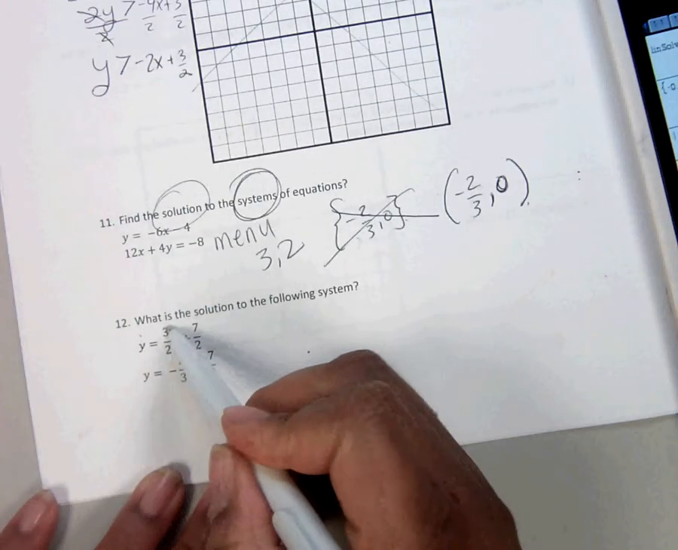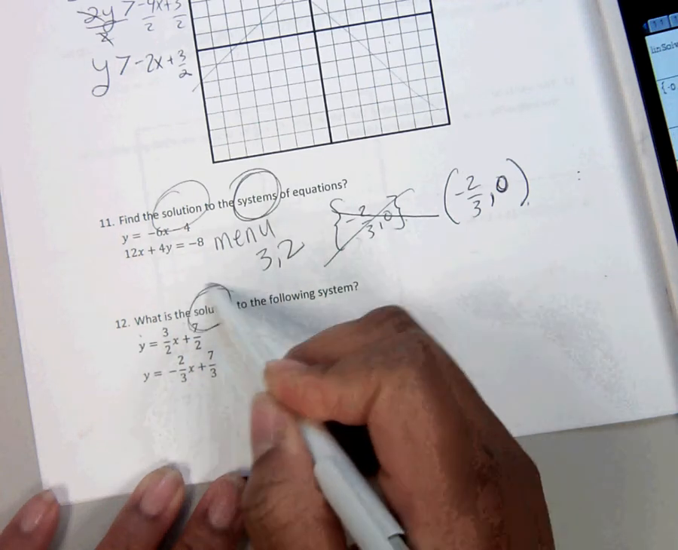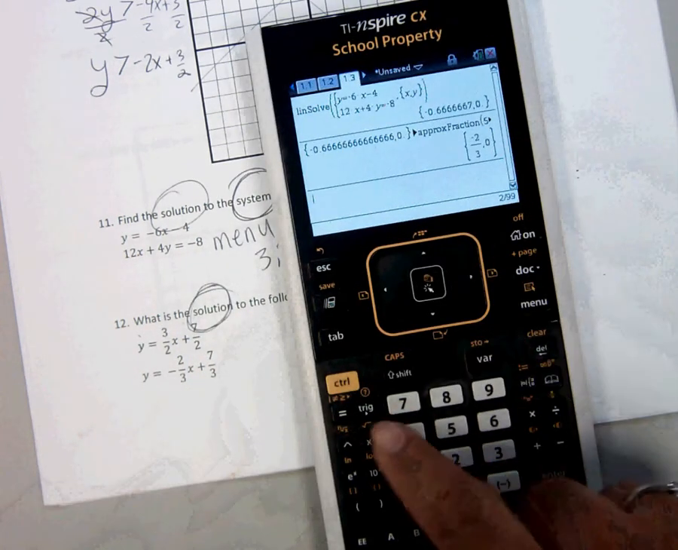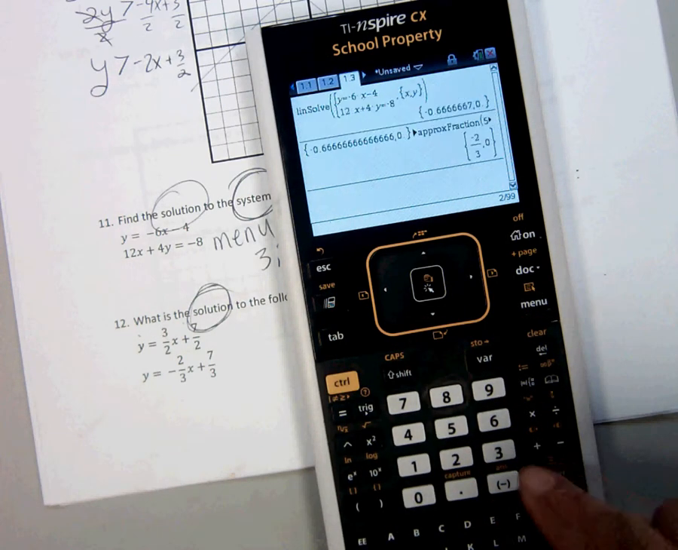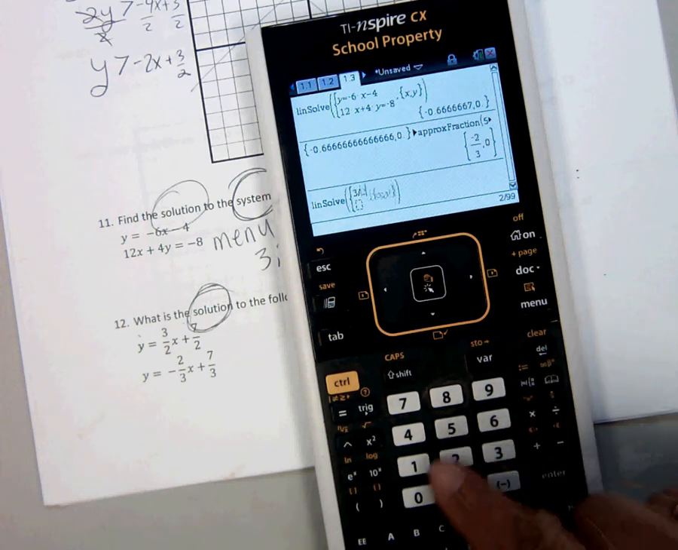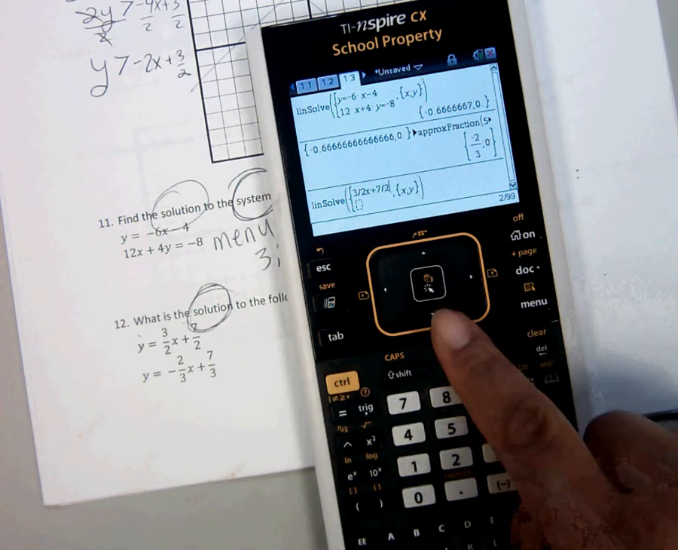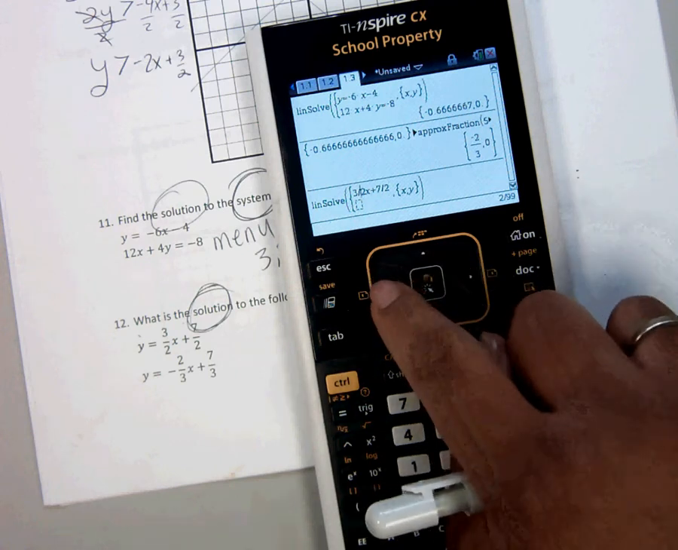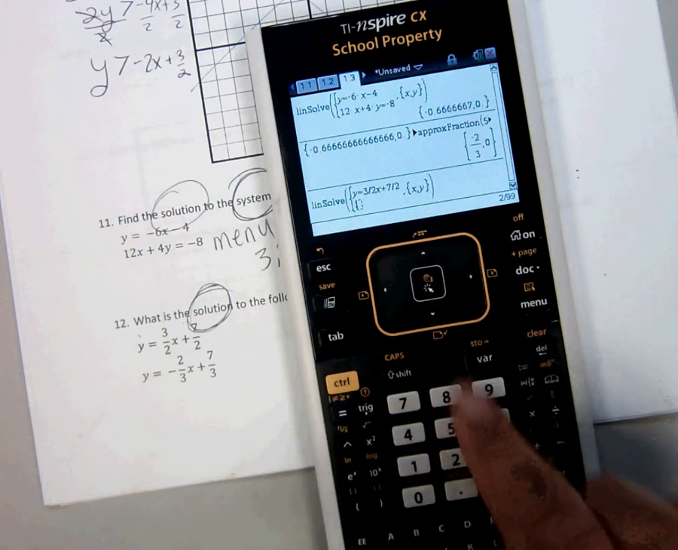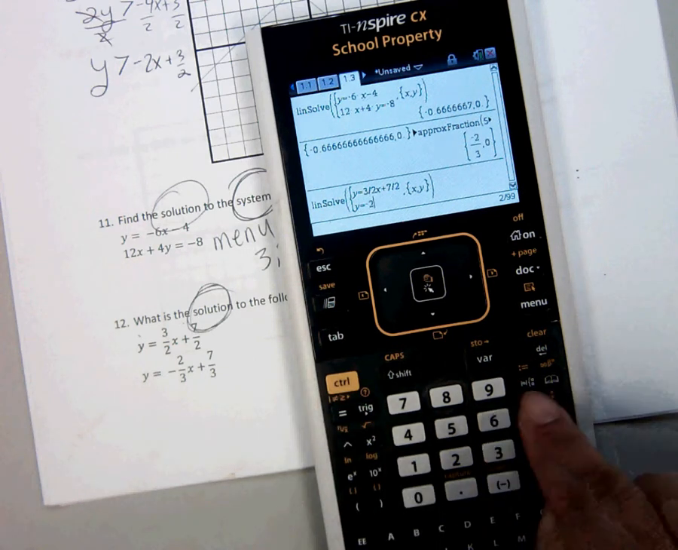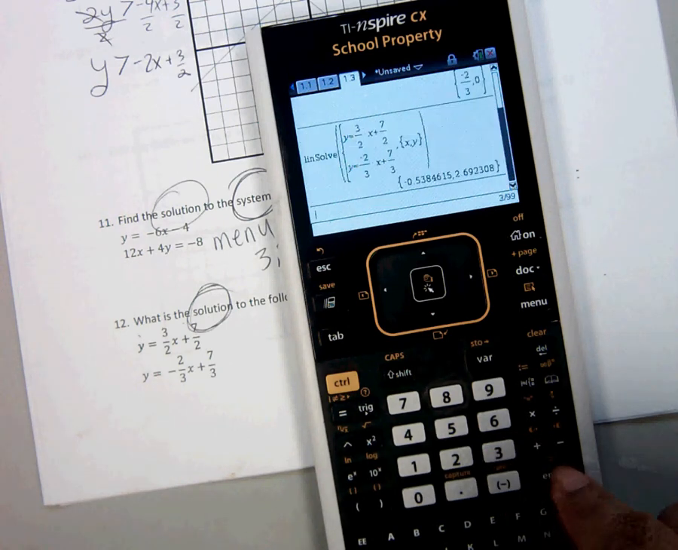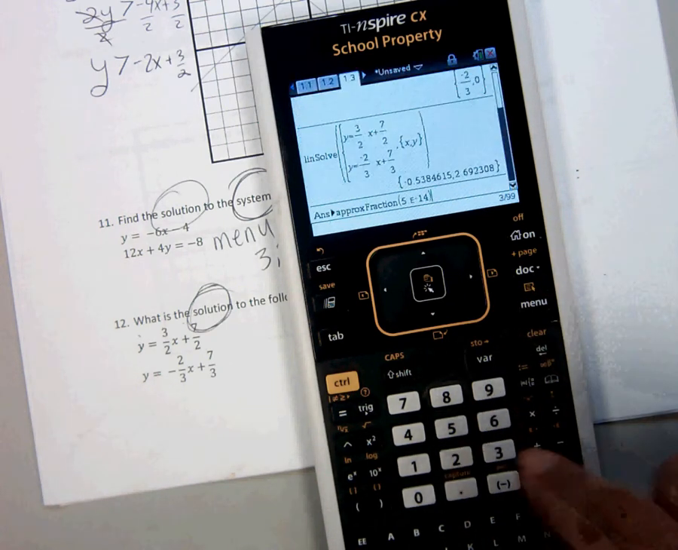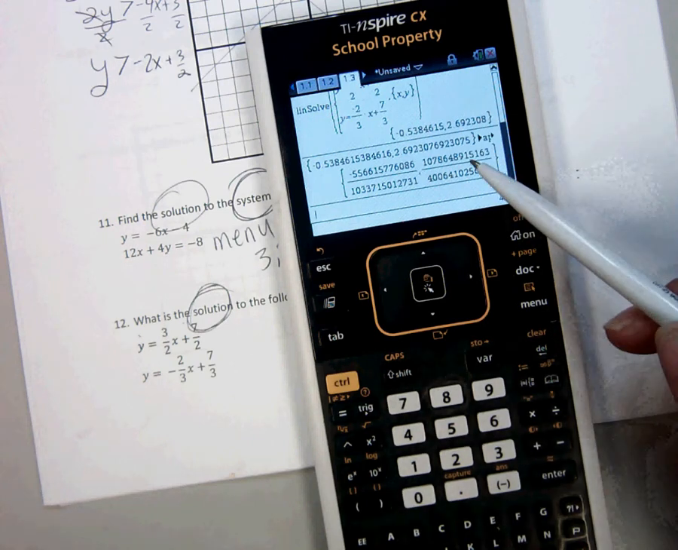Number 12, what is the solution to the following system? So, menu 3, 2. Menu 3, 2. Y equals, you can do 3 divided by 2, x plus 7 divided by 2. And I need to put the y equals in there. And then y equals negative 2 divided by 3, x plus 7 divided by 3. Menu 2, 2. And it's still ugly no matter whether we menu 2, 2 it or not.